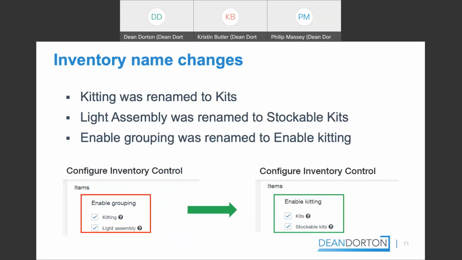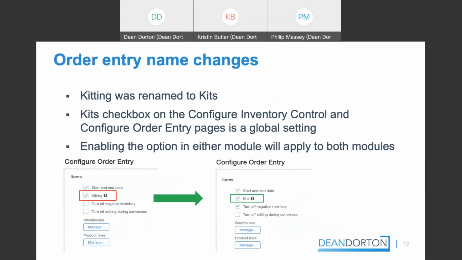So there were some name changes in the inventory module. Kitting has been renamed to kits, light assembly to stockable kits, and enable grouping was renamed to enable kitting. So they're working on cleaning up the nomenclature on the inventory side. They're working on matching that on the order entry side as well, so that we've got one full industry standard naming convention throughout the distribution modules, inventory, order entry, and purchasing, right? So all of those apply, okay?